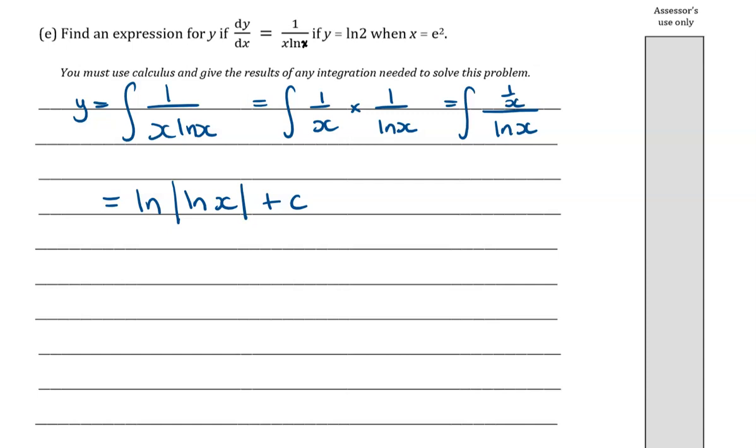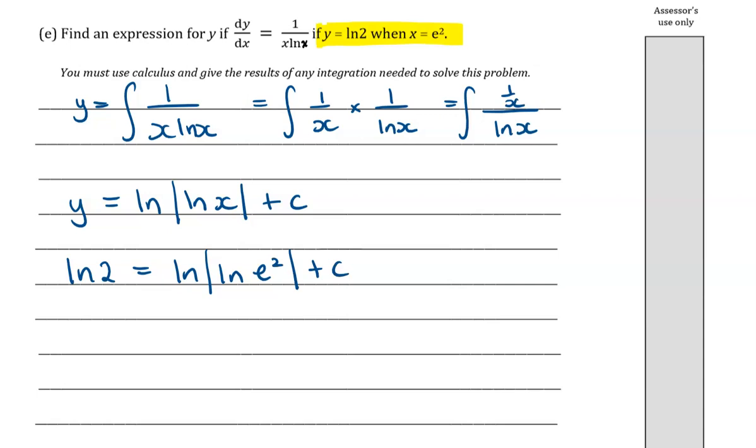Okay, so now we've got that y equals this. We can use that if y equals ln 2 when x is equal to e to the 2 up here, so we can work out what c is.